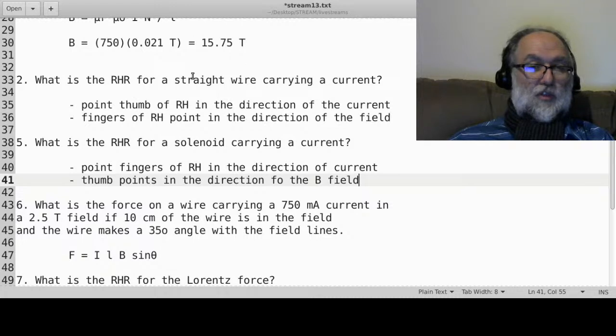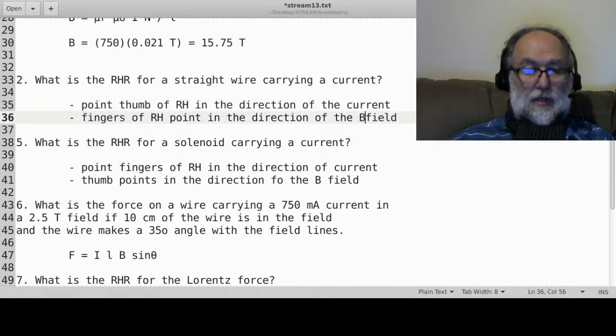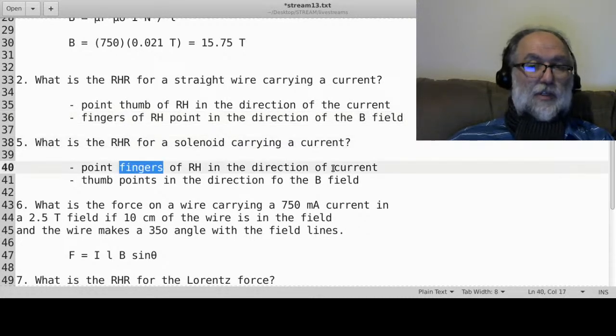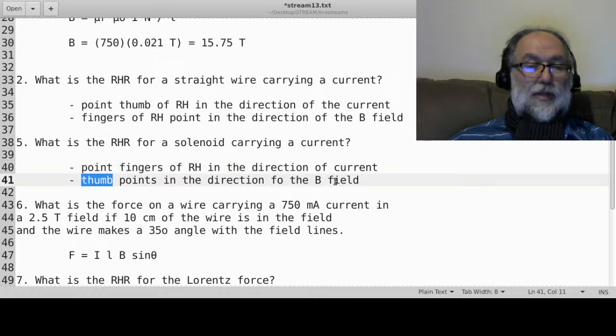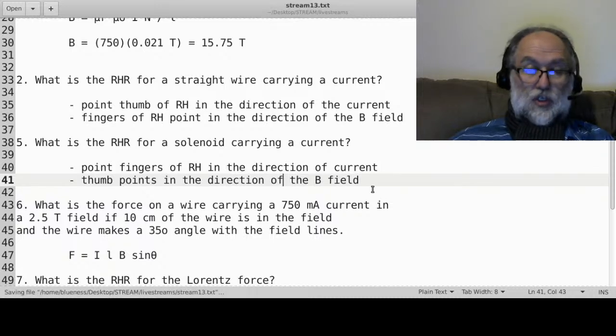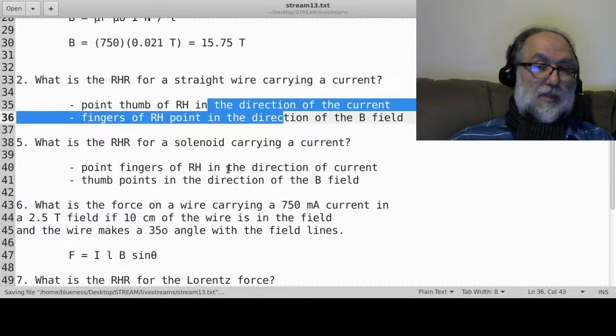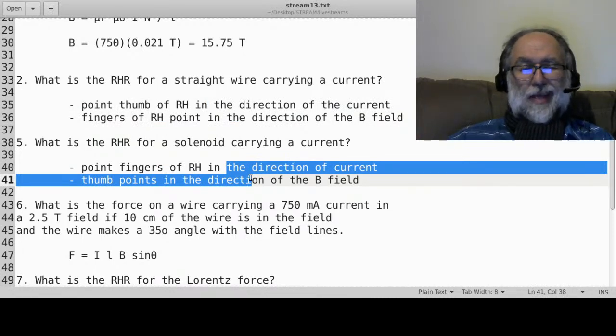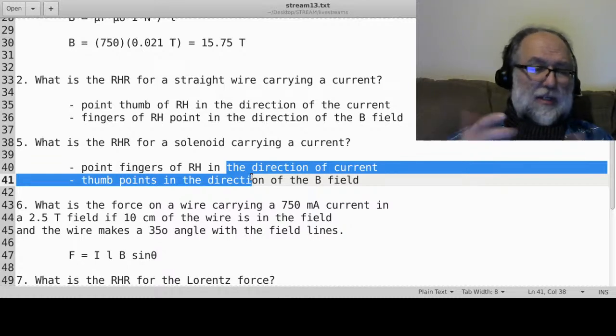Once again, for the straight wire, you point the thumb in the direction of the current, and the fingers point in the direction of the B field. Here, for the solenoid, you point the fingers in the direction of the current, and the thumb points in the direction of the B field. Technically speaking, they're the same, and you can show that they are equivalent rules. In other words, there's no violation of Ampere's law, but because the topology, the shape of these things are different, they result in these different applications of the right-hand rule.